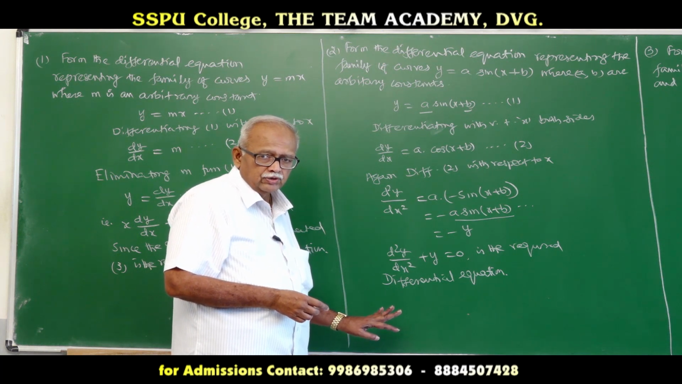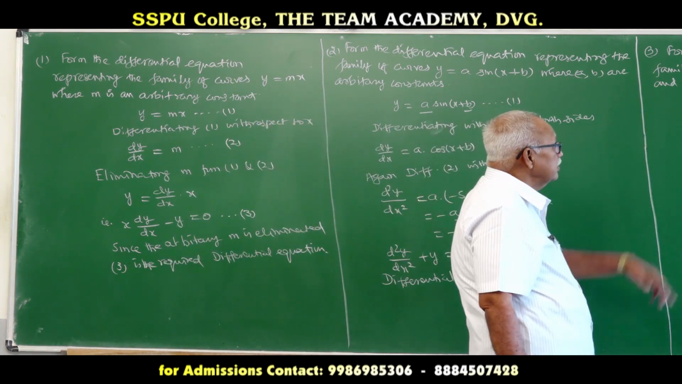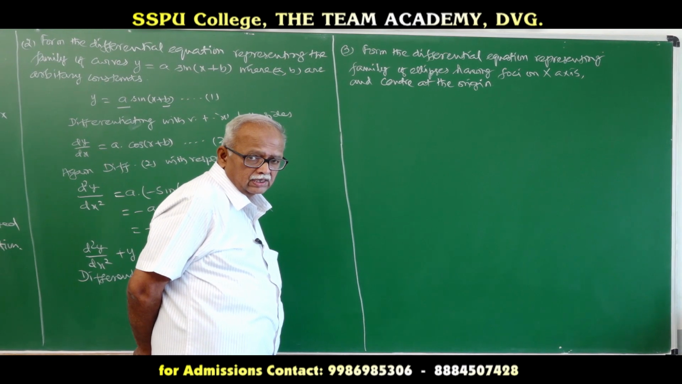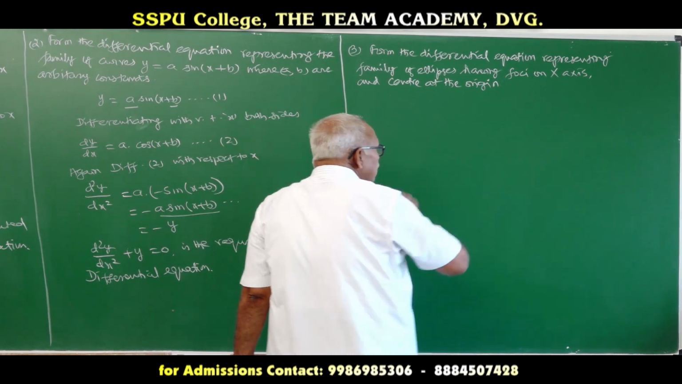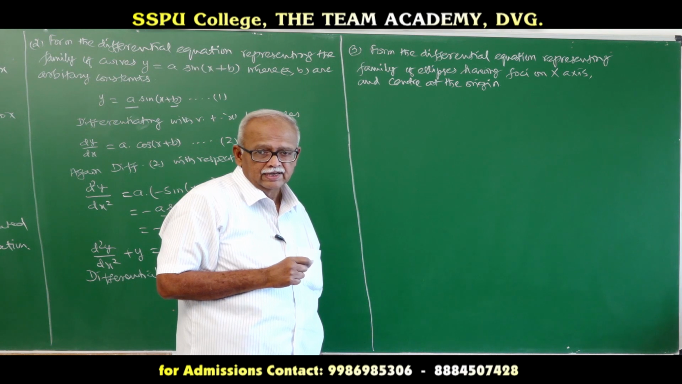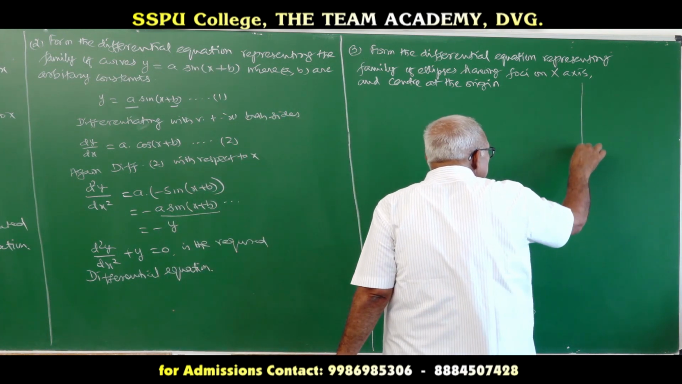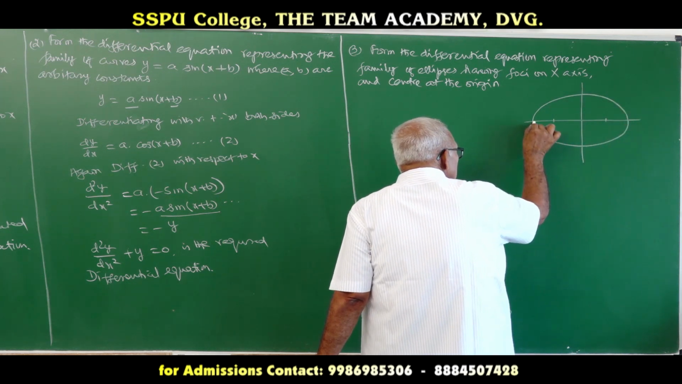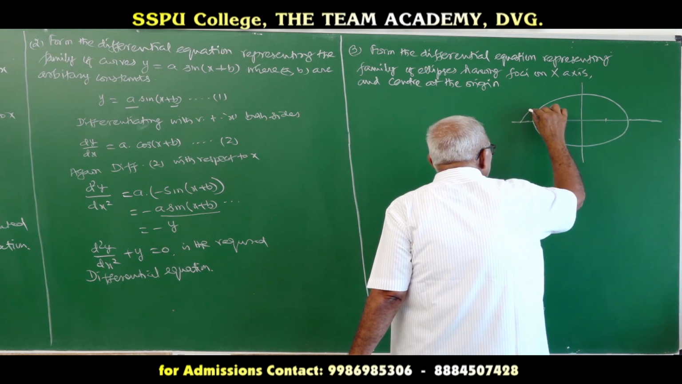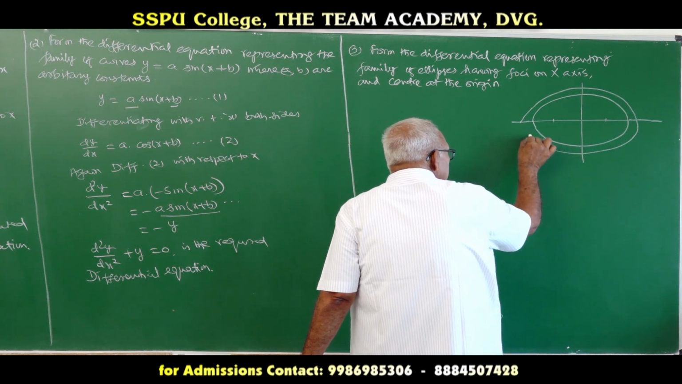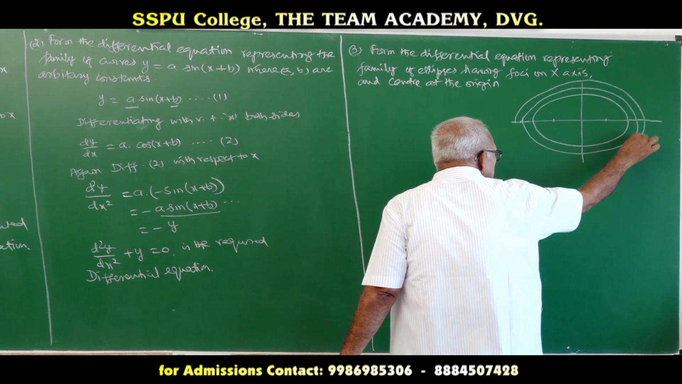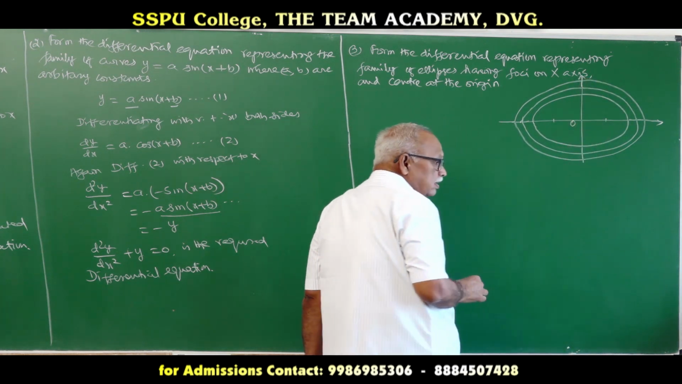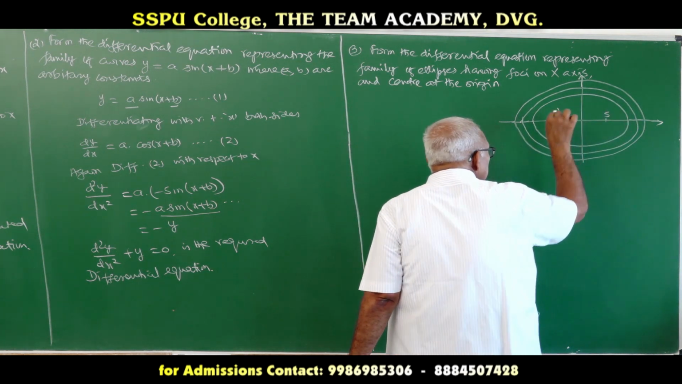Now, let me go to the next question, which is ellipse: form the differential equation representing the family of ellipses having foci on x axis. Now, I will draw one ellipse with the foci on x axis, center at the origin. What is this ellipse? You can see foci on x axis. So this is one ellipse. So the family of ellipses, how will it look? For different values of a and b, we get a different ellipse. So this is a family of ellipses, the origin, the foci. S dash is the foci.